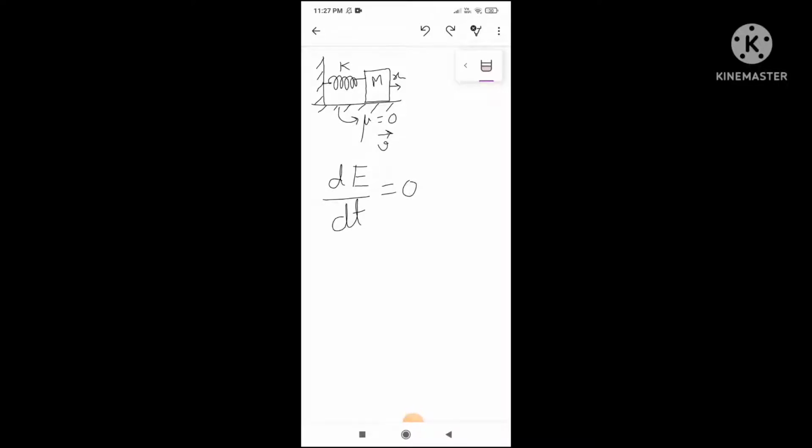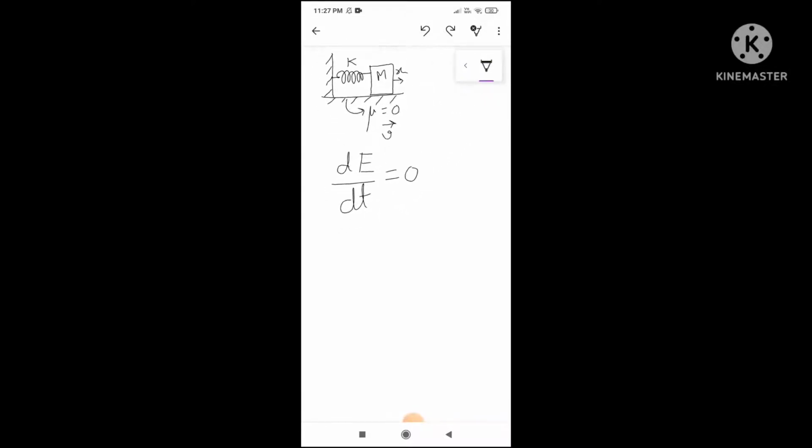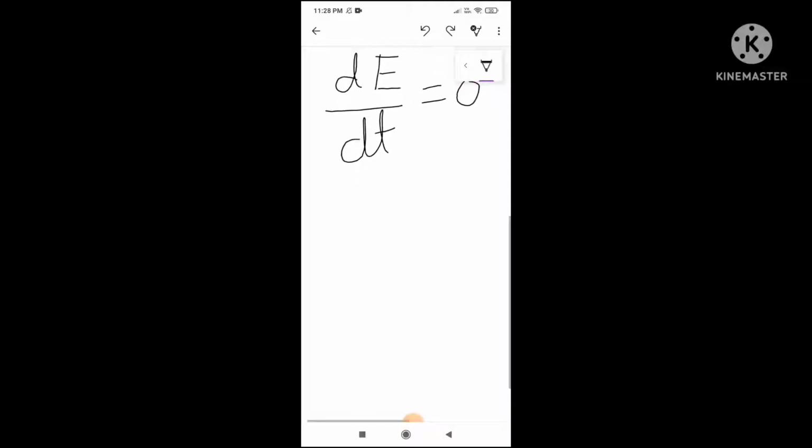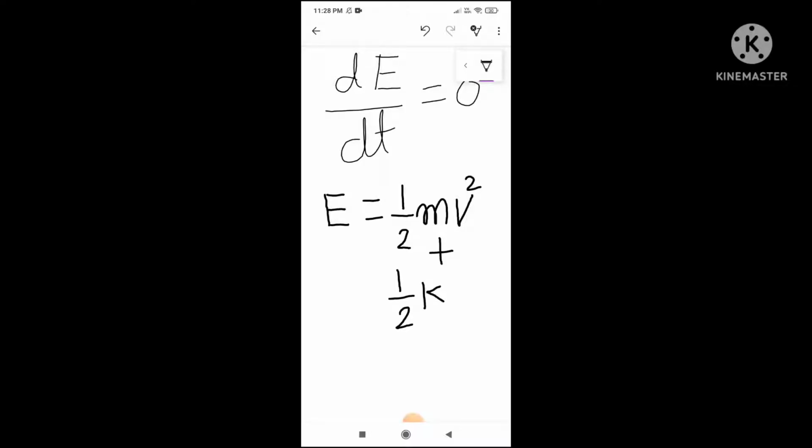So what is the total energy? Let us write the total energy of this mass and spring system. The block is moving with some velocity v, it is oscillating, and there is some stretching and compression in the spring. So we can write the total energy E as the kinetic energy of the mass block plus the elastic potential energy which gets stored in the spring every time it gets stretched or compressed by some amount x. That elastic potential energy is half kx square.